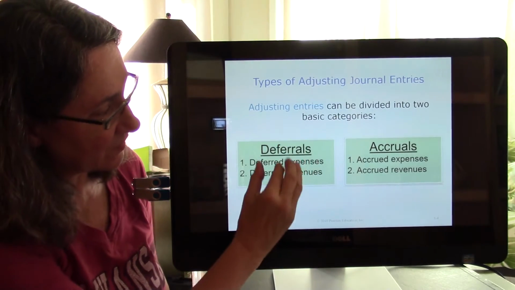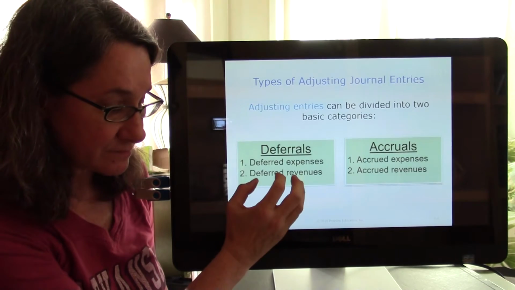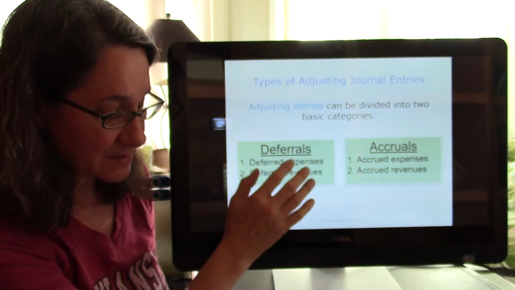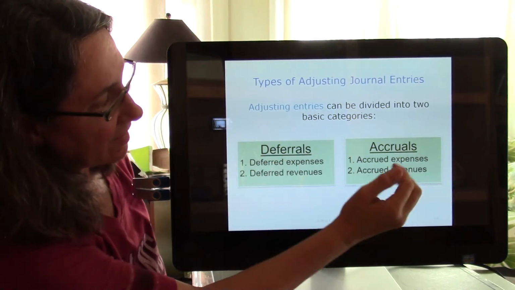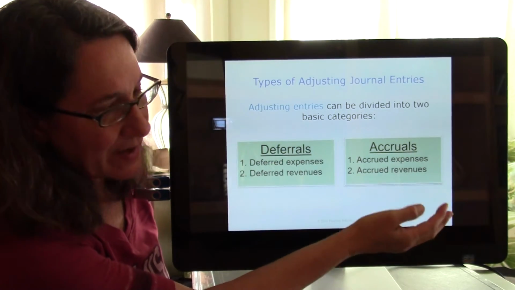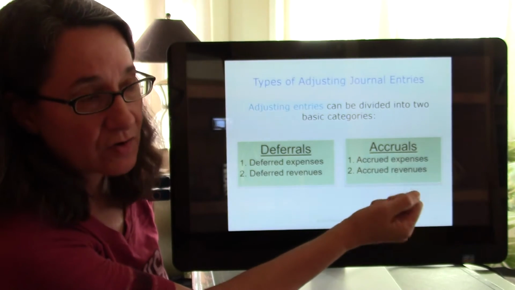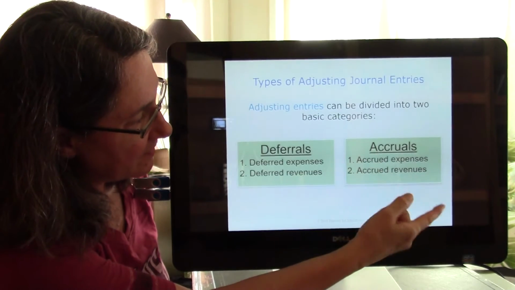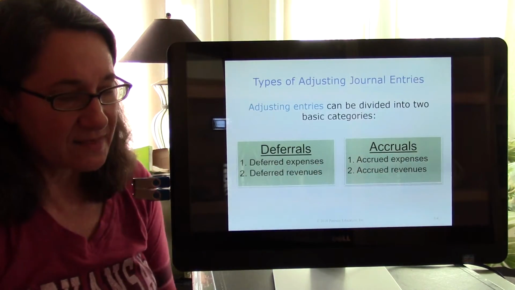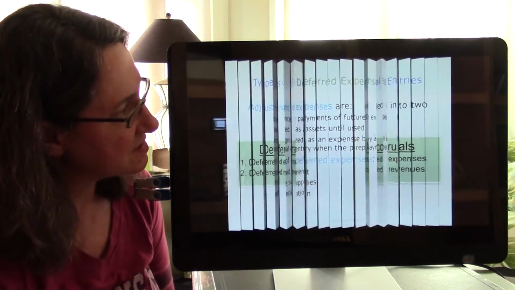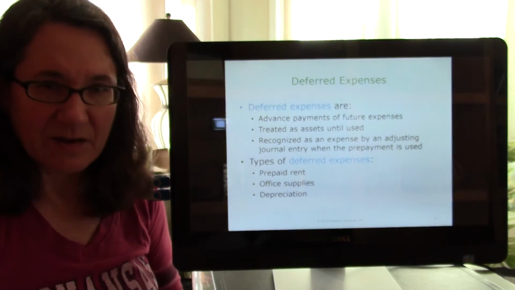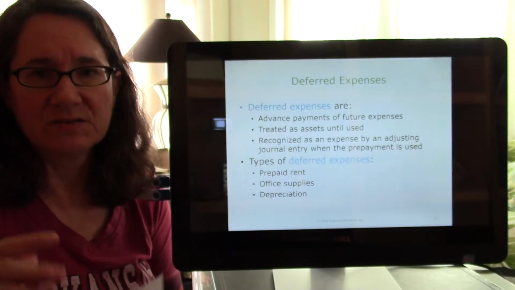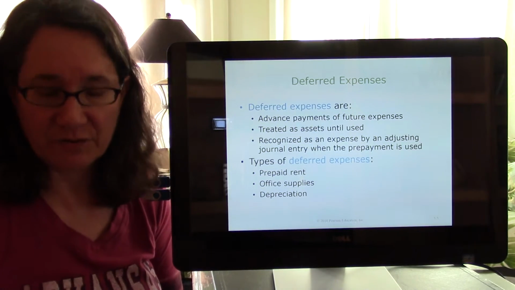All right, so these deferrals mean somebody has paid some cash up front, and accrual means the cash hasn't been paid yet, but we actually earned that, or we actually used that expense. So that's the two categories. I think as we start to do some transactions, it will make a little more sense, but it shouldn't be too difficult. There's two categories, accruals and deferrals, and each one has expenses and each one has revenues.